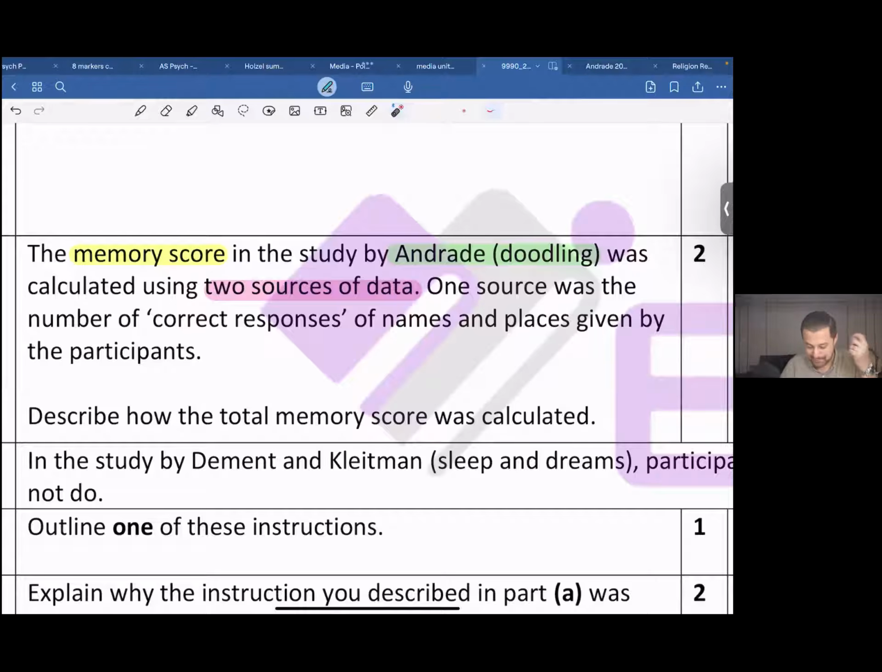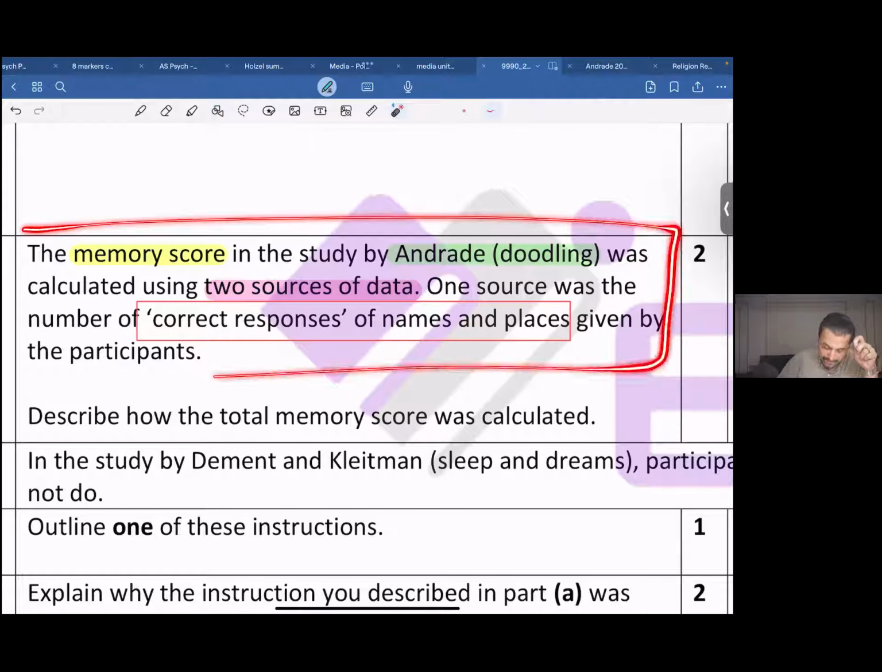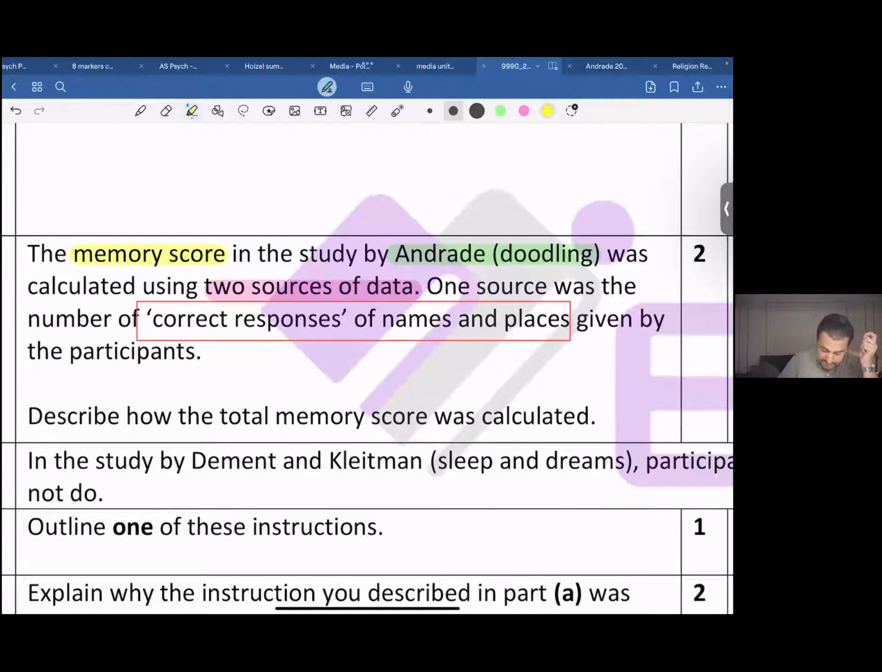Two sources of data, sorry. One source was the number of correct responses of names and places given by the participants. This was the first source that we're talking about over here. So let's read this again together. The memory score in the study by Andrade was calculated using 2 sources of data. One source was the number of correct responses of names and places given by the participants. Now, what is the question over here? The question reads, describe how the total memory score was calculated.